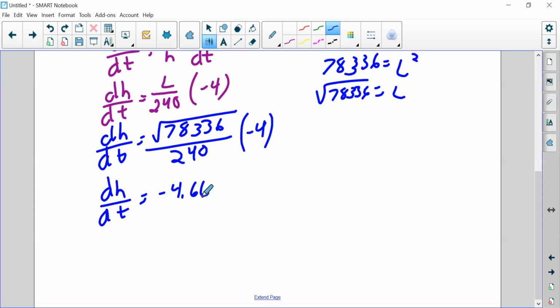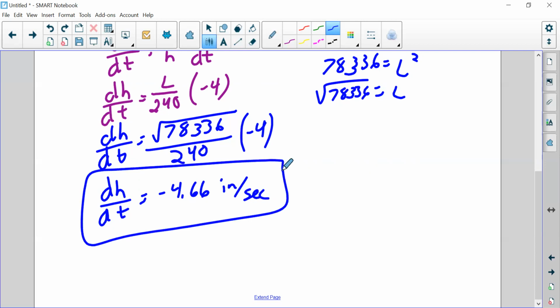All right, so H, what's our unit measurement for H? Inches, and our unit measurement for T? Seconds. So that's how I'll figure out my unit measurement for my answer. Then converting that into a sentence, we were asked to find the horizontal speed. So the horizontal speed of the fish is decreasing at a rate of 4.66 inches per second.